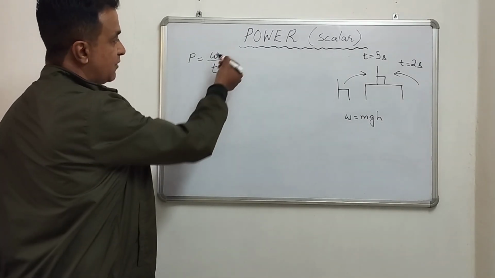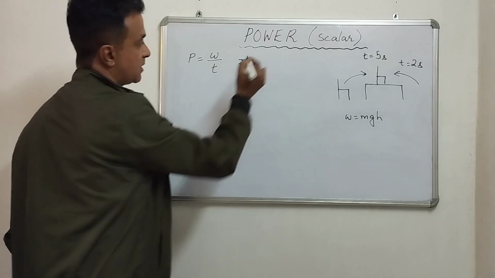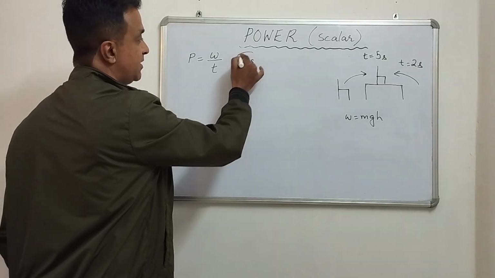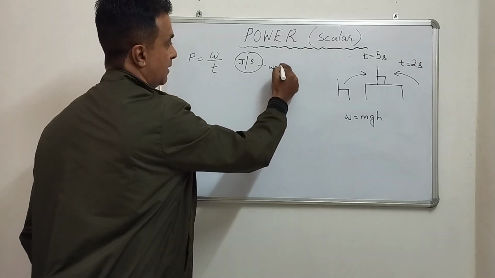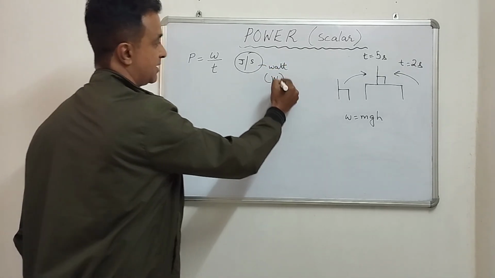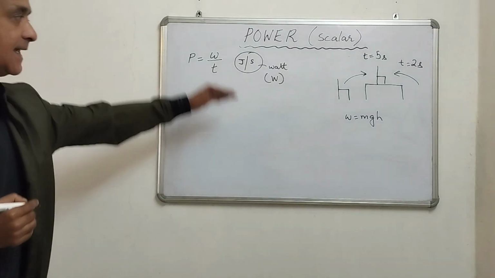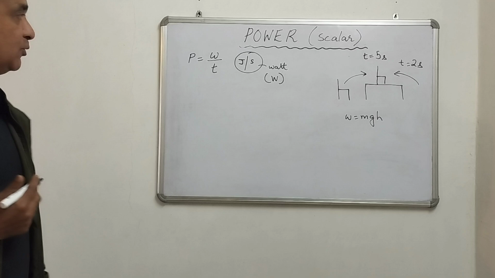Now the unit for power is the unit of work divided by the unit of time, joules per second, which has been replaced with the name of a scientist, which is watt. So the SI unit for power is watt, written with a capital W. So this is the SI unit. Now we are also asked at times to define the unit of power.